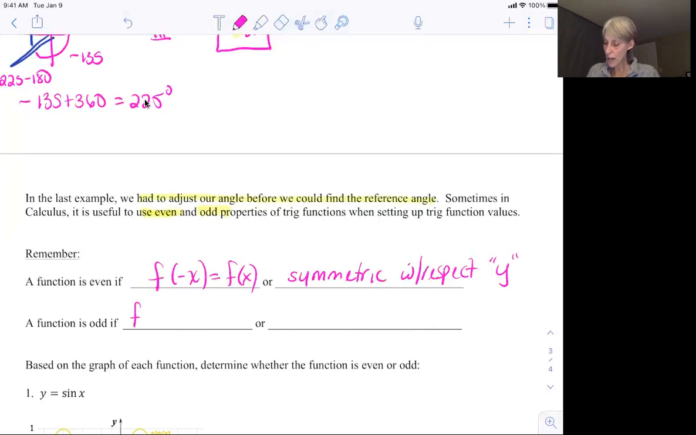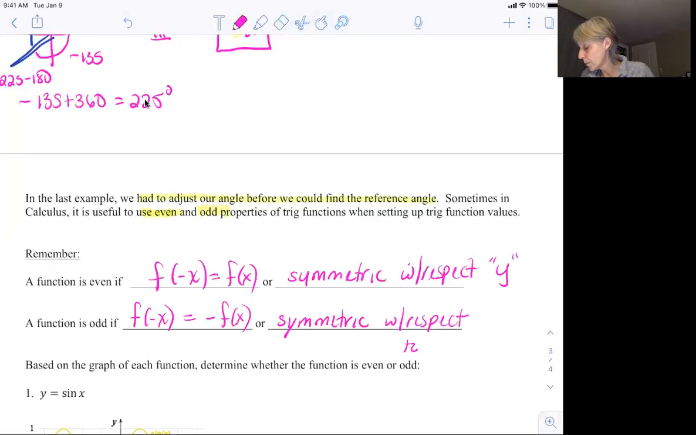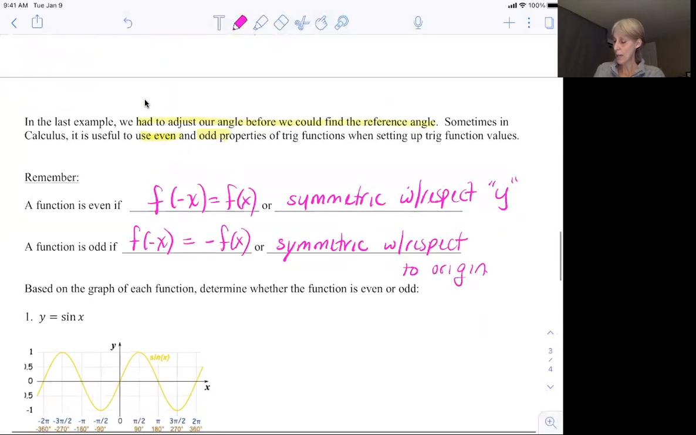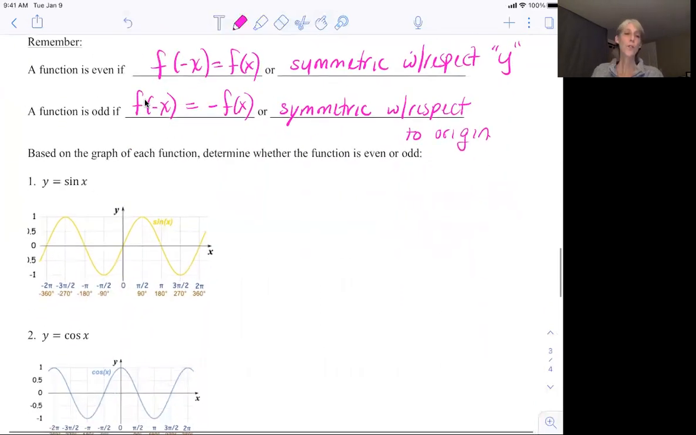A function is odd if f of negative x equals the negation of f of x. It's easier to see the picture if it's symmetric with respect to the origin. Now, last year, you studied the sine and cosine curve. We're going to study it in more detail tomorrow, but jump in here. It's easier to determine whether a function is even or odd by looking at a picture.